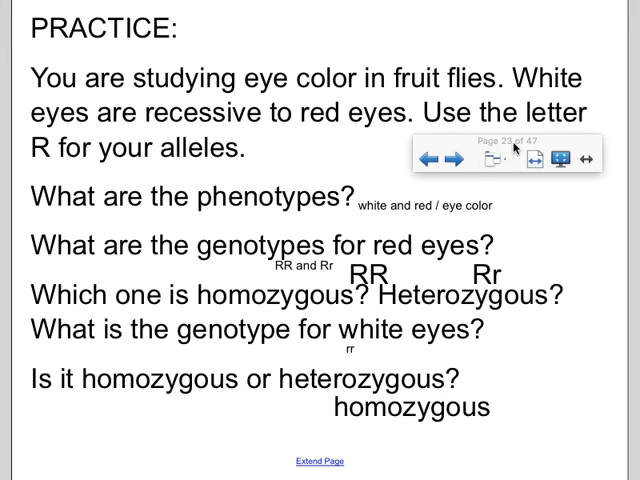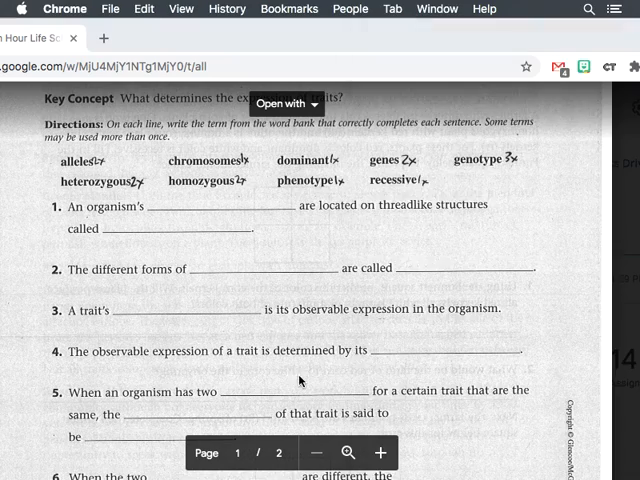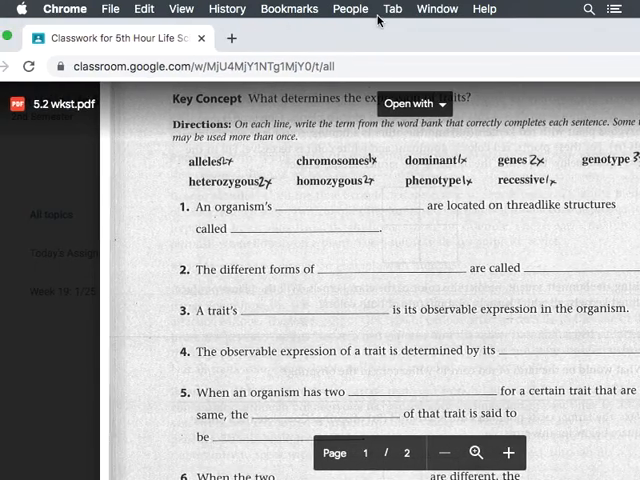Okay, so that's all the notes we're going to take today. In Google Classroom, if you could, please pull up this assignment. It says 5.2 worksheet.